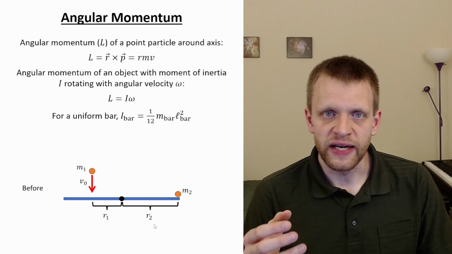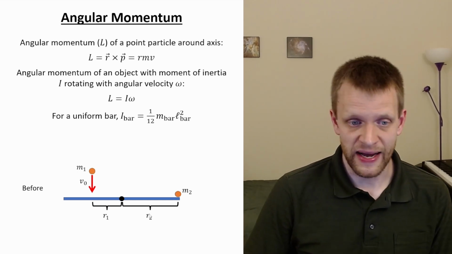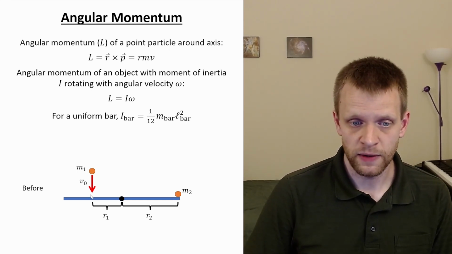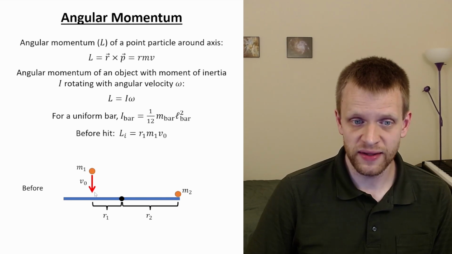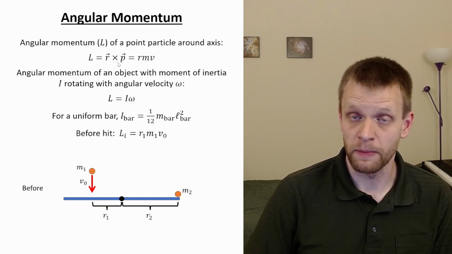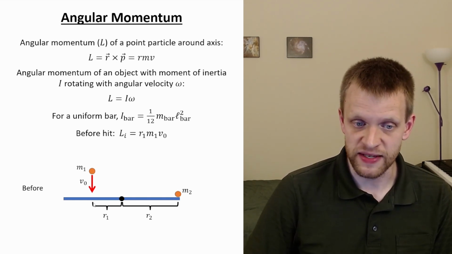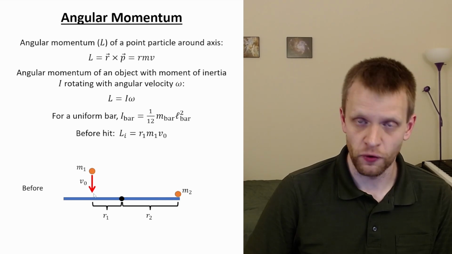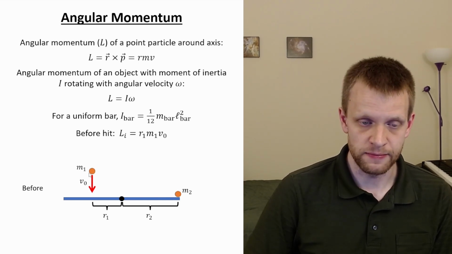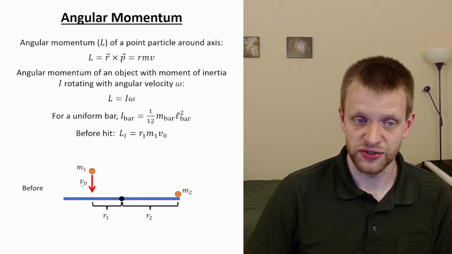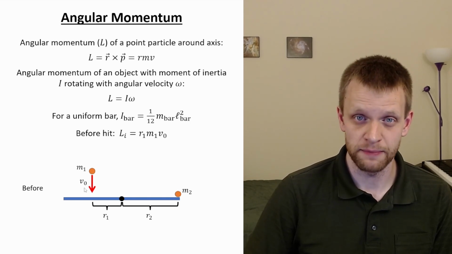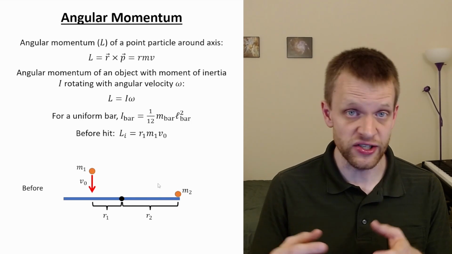So let's say we're looking at the system before mass 1 hits the lever. In that case, the only thing that's moving is mass 1. So we've got the angular momentum of that point particle around the axis. That's going to be the distance r1 just before it hits the lever times the mass m1 times the initial velocity that it's traveling at before it hits the lever. So that's how much angular momentum we start with.